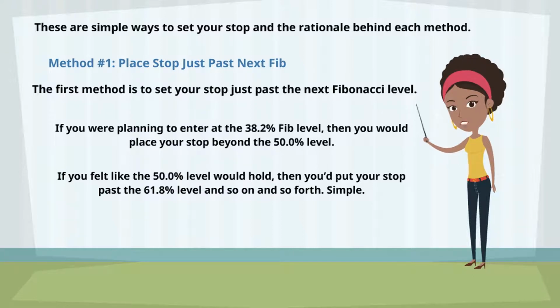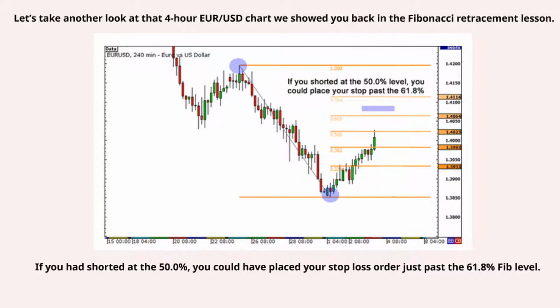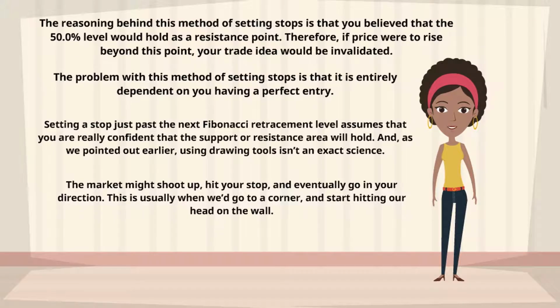Simple, right? Let's take another look at that 4-hour Euro to US dollar chart we showed you back in the Fibonacci retracement lesson. If you had shorted at the 50.0%, you could have placed your stop loss order just past the 61.8% Fib level. The reasoning behind this method of setting stops is that you believe that the 50.0% level would hold as a resistance point.